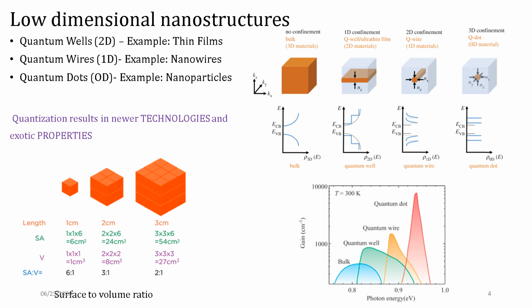Which means, suppose you look at a luminescence spectrum, say you are looking at a gold nanoparticle. The luminescence of a gold nanoparticle will be different for bulk and different for a nanoparticle. So this confinement gives rise to exotic properties, which can be exploited in newer technologies, is what this slide tells you.